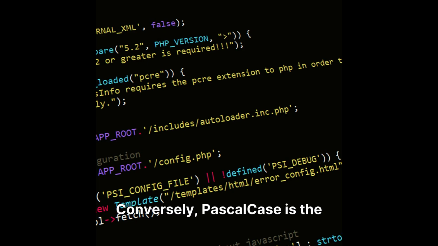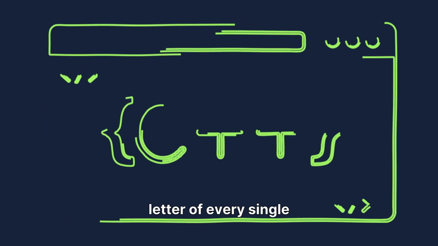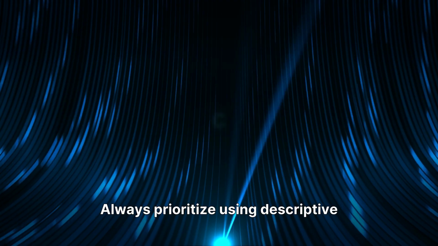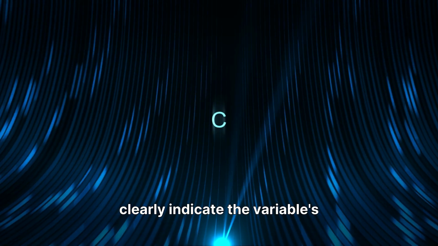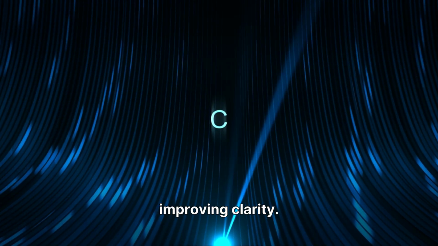Conversely, Pascal case is the standard convention used for class names, method names, and public properties in C#. In Pascal case, the first letter of every single word in the name is capitalized, such as CustomerOrder. Always prioritize using descriptive and meaningful names that clearly indicate the variable's exact purpose and content, improving clarity.